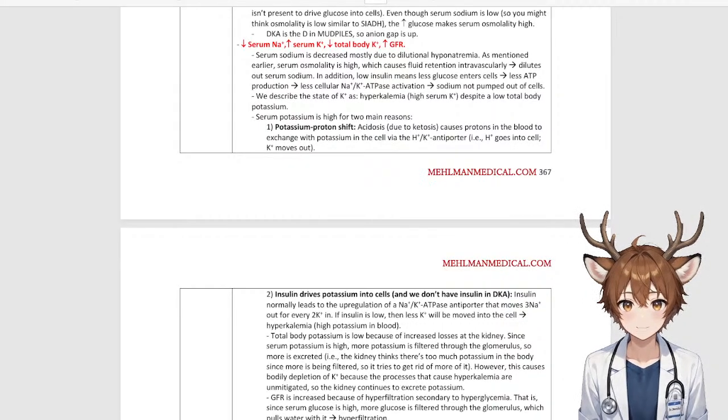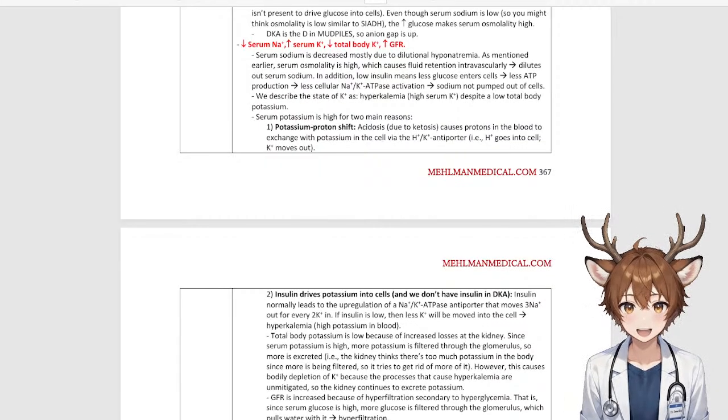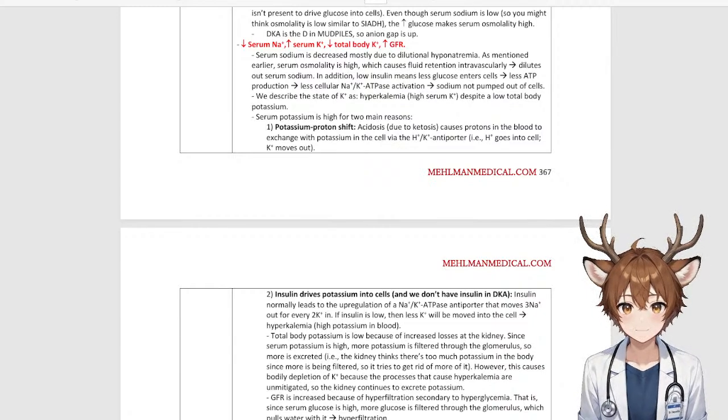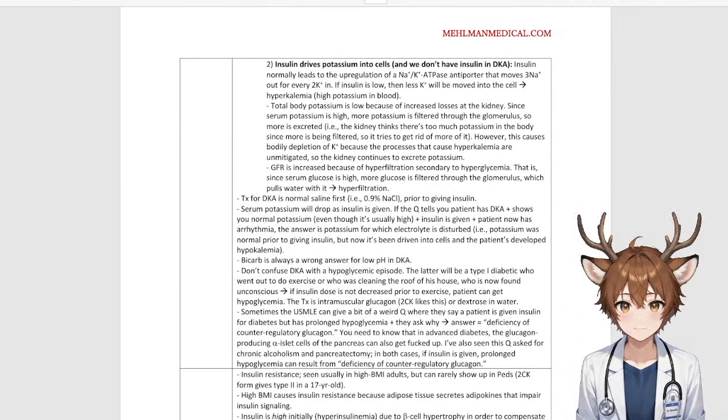The GFR is increased because of hyperfiltration secondary to hyperglycemia. That is, since serum glucose is high, more glucose is filtered through the glomerulus, which pulls water with it, causing hyperfiltration.